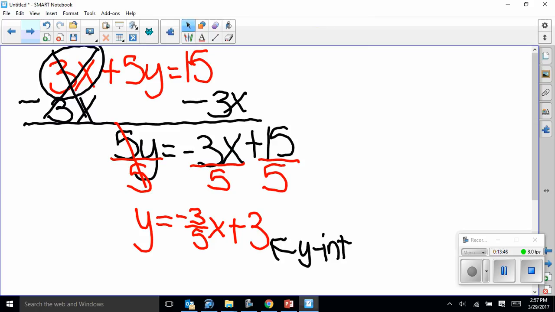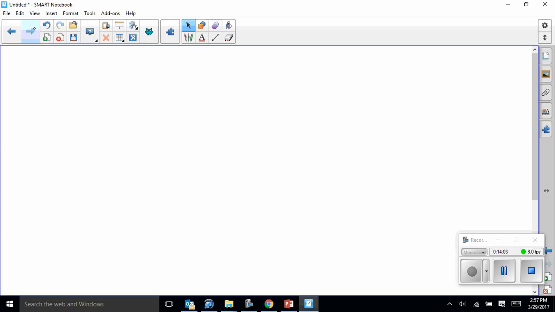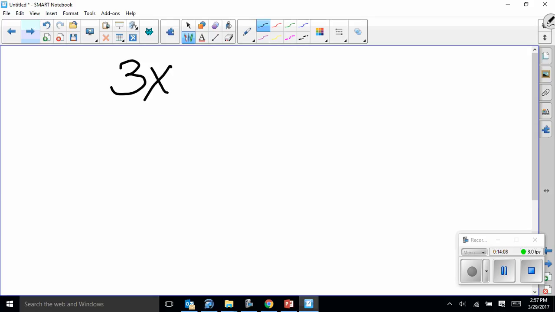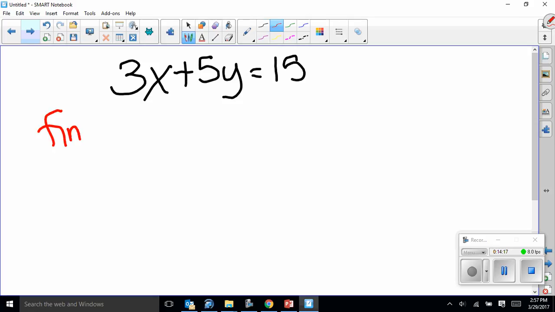Does everyone have that graph? All right, so now we're going to use method 2. So our first thing is we need to find our y-intercept, right? All right, so how do we find our y-intercept?